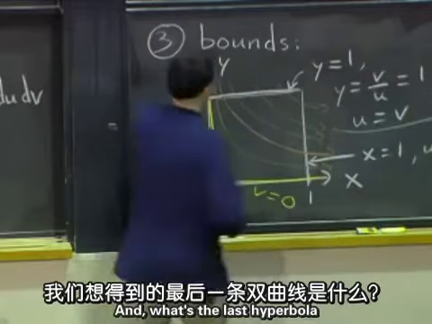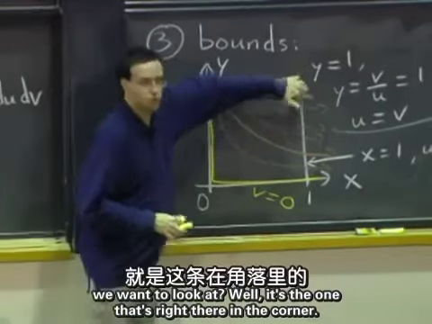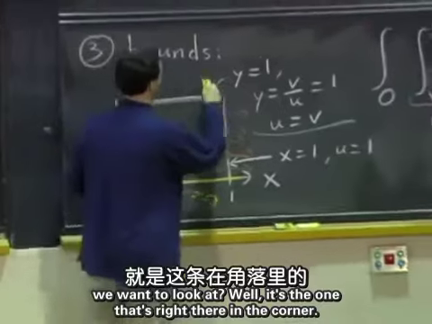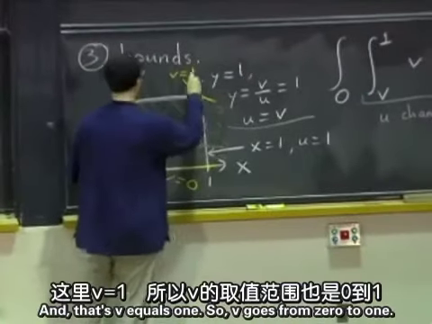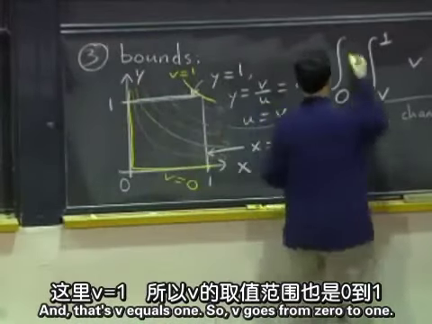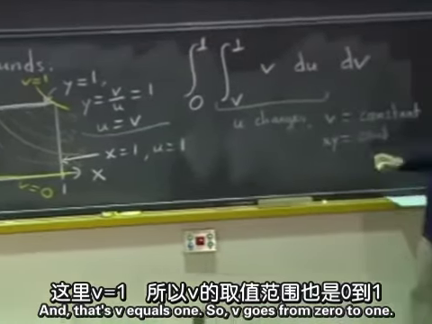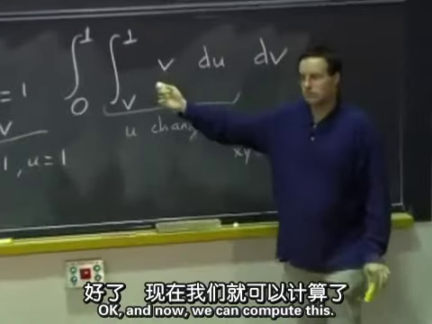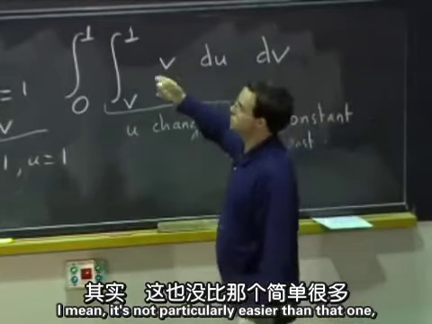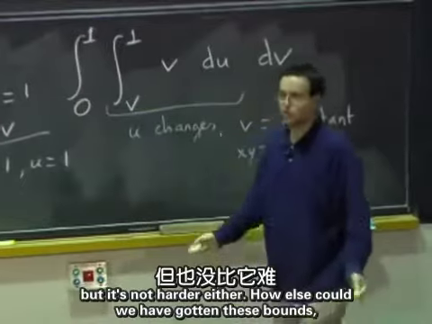And what's the last hyperbola we want to look at? Well, it's the one that's right there in the corner. It's this one here, and that's v equals 1. So v goes from 0 to 1. Okay? And now we can compute this. I mean, it's not particularly easier than that one, but it's not harder either.